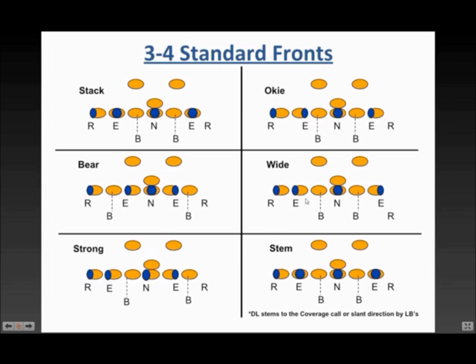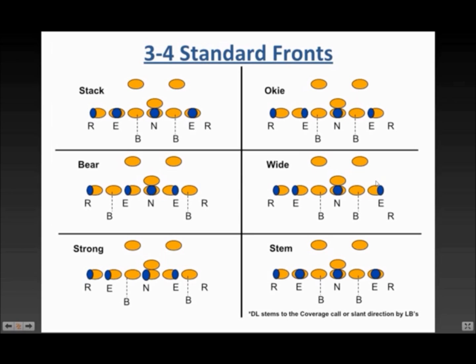Then we have wide. Wide allows our ends to line up in what we call our 5. And with our 5 technique ends, if we know we got a call, which a lot of our pass coverage calls, like cover 2, our Tampa stuff, require the ends to be C-gap rushers. So we'll call those, and that's kind of why we built it that way, so then we can call wide.